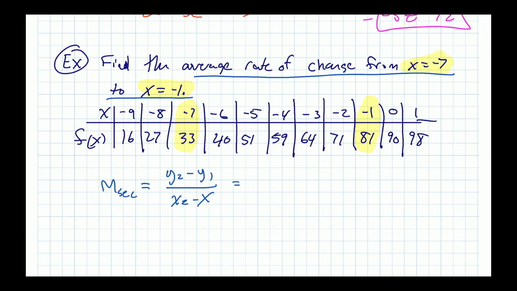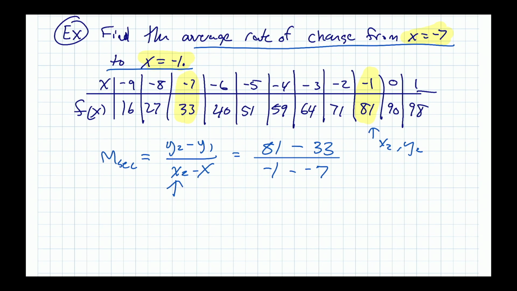Only thing to be careful about here is that you get the same point in the same place. So if this is your x2, y2, then make sure you put it in the first spot in the formula, both times, top and bottom. All right, so y2 minus y1. So y2 would be 81 in this case. Y1 would be 33. And then for the x values, we would have -1 for x2 and -7 for x1.